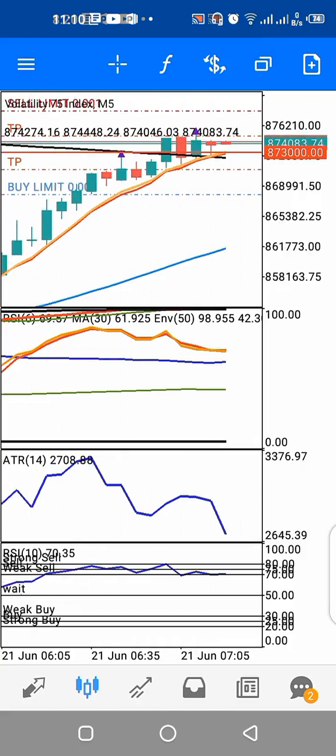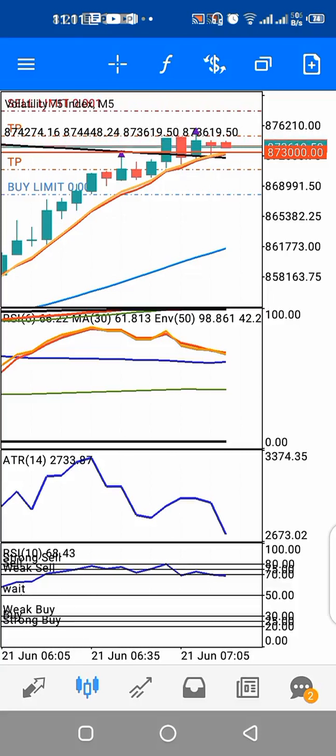But it's good to observe price action before taking any decision. Price is still within the range. There is no visible breakout for now.